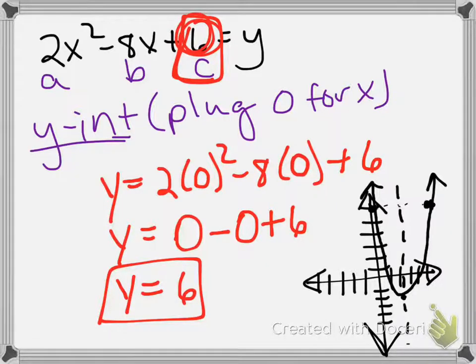So we found the vertex, the axis of symmetry, and the y-intercept, and using those things we were able to graph this equation. This problem has a minimum because it has a low point. The lowest point is called the minimum. So this vertex is a min.